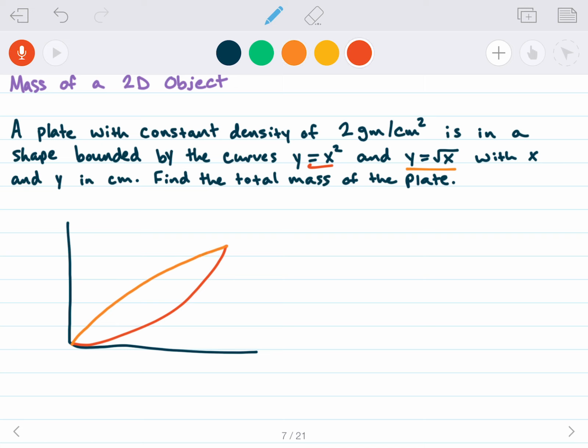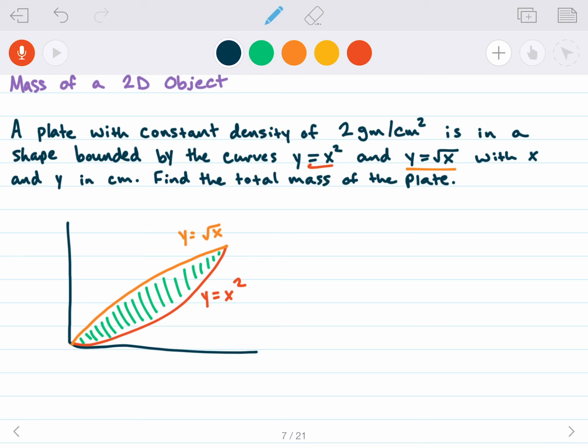And we don't really care about the other side of the parabola because the square root function starts on the right side of the plane. So forget about that. So this is the square root of x right here. And on bottom, this is y equals x squared. And we're interested in this region right here. This is our plate. This is green.